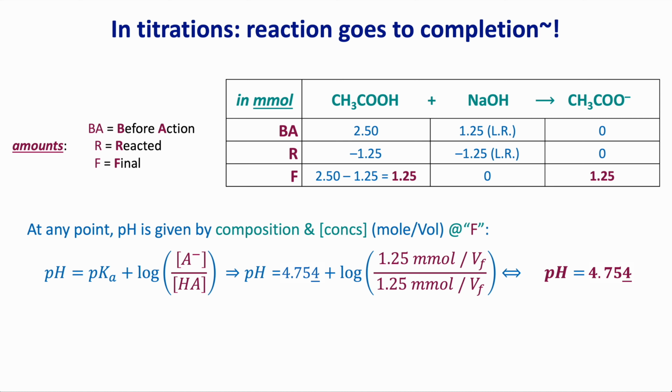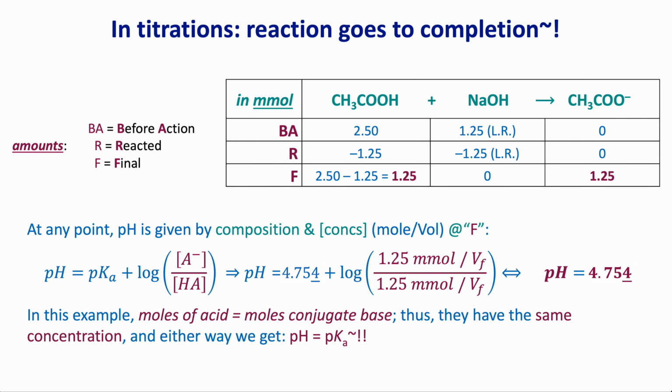Now note that because in this case the amounts are the same, the volumes are also the same, since both of them are in the same flask, then the concentrations are going to be equal. So it doesn't matter if I use moles or concentrations. At the end, this ratio is equal to 1, log of 1 is 0, and then pH becomes equal to the pKa of my weak acid. That's another very special point that we actually studied during our lab this semester. Moles of the acid equals the moles of the conjugate base. That gives me pH equals pKa, and that corresponds to halfway to the equivalence point.